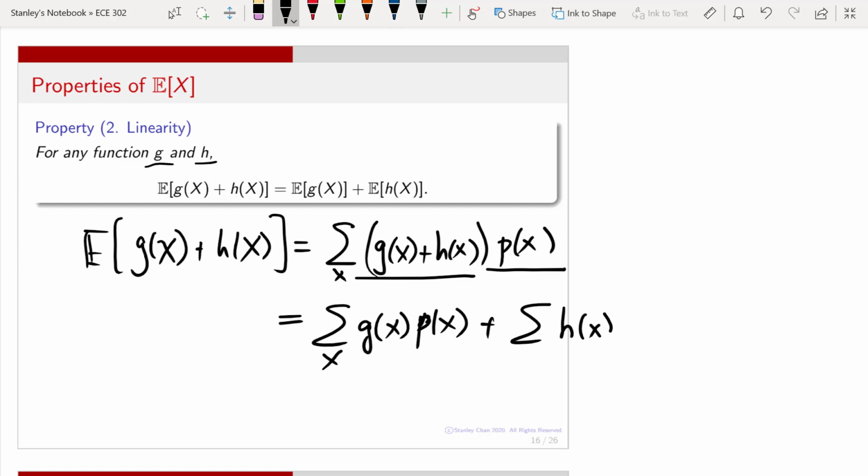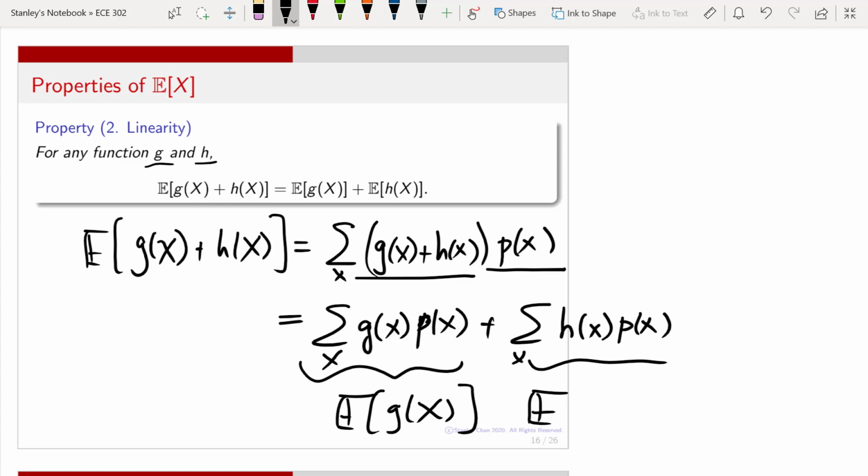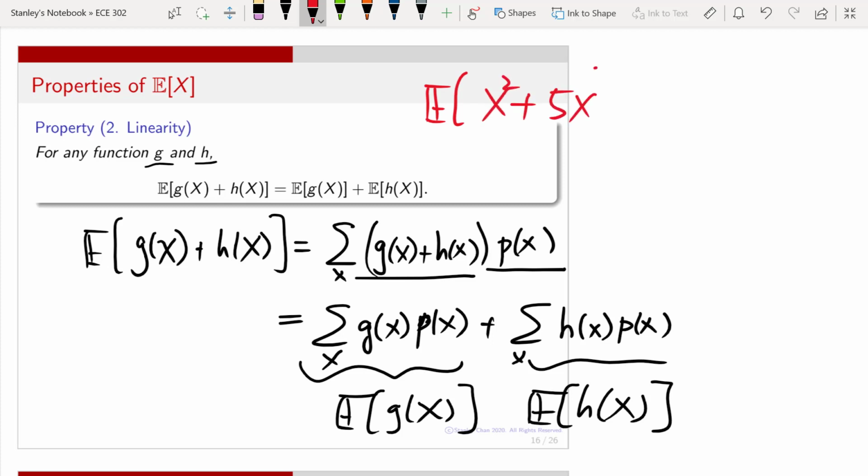The sum of g(x) p(x) and the sum of h(x) p(x). And this is clearly the expectation of g(x). This is the expectation of h(x). So, for example, if you have expectation of x squared plus 5x, this is the same as expectation of x squared plus expectation of 5x.